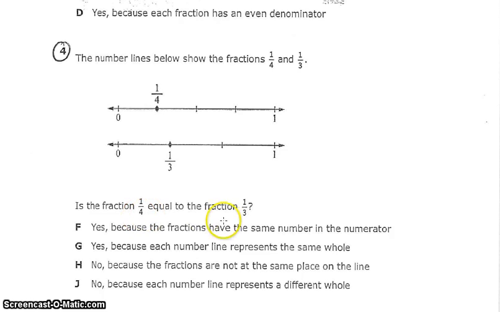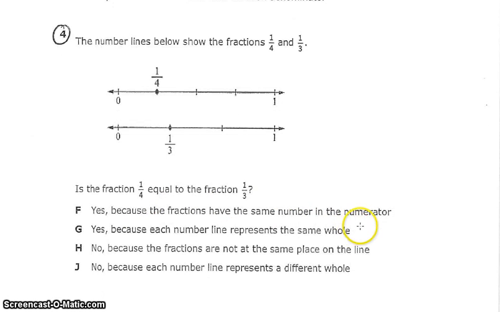F. Yes, because the fractions have the same number in the numerator. G. Yes, because each number line represents the same whole. H. No, because the fractions are not at the same point on the line. J. No, because each number line represents a different whole.